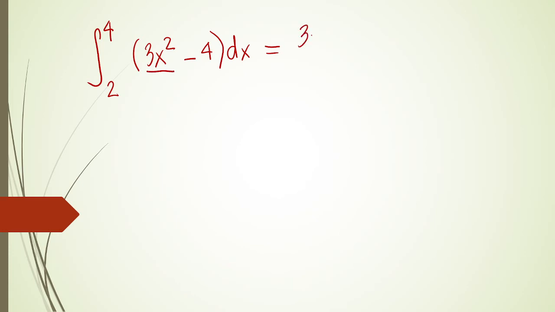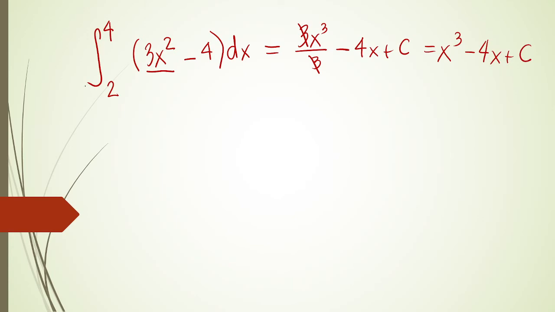3x cubed over 3, minus this one, 4x plus c. But can I simplify this? Yes, sir. So, it becomes x cubed minus 4x plus c.